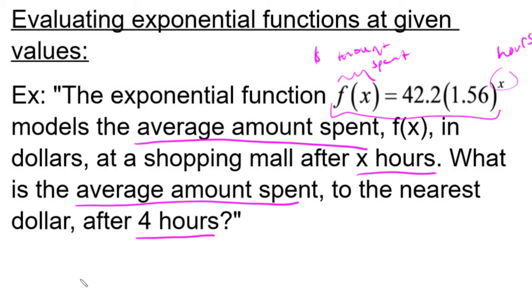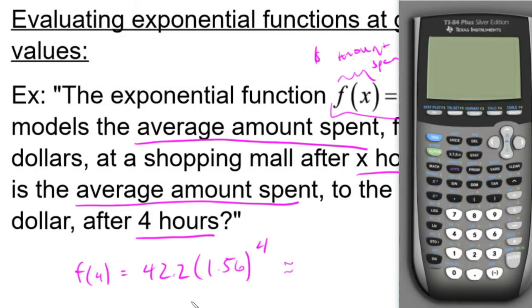So f of 4 would equal 42.2 times 1.56 raised to the 4th power, which is approximately, pull out our handy dandy calculator, if it will turn on. Hey, turn on. 42.2 times 1.56 raised to the 4th power. The average amount spent after 4 hours at this shopping mall is $249.92. Rounded to the nearest dollar would be 250.